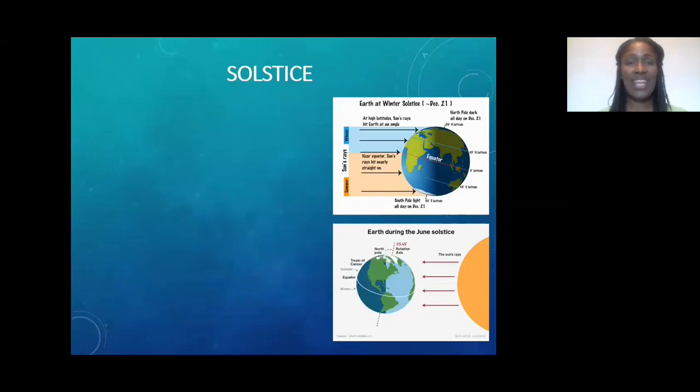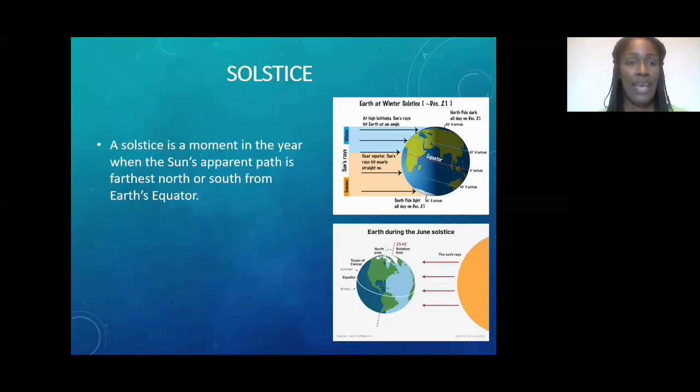Okay, so let's look at solstice in depth. A solstice is a movement in the earth when the sun's apparent path is far north or further south from the equator. So I'll show you, even though she said it in the video, let me go more in depth so you can see. So this is the equator. If the sun rays are far south, what is happening in the North Pole? You can see it's winter here.